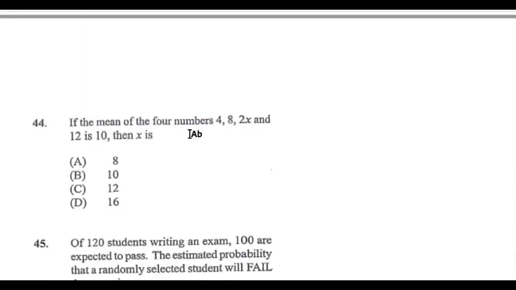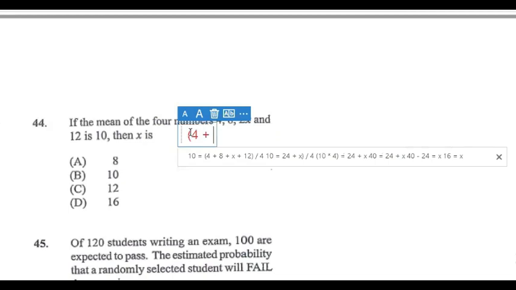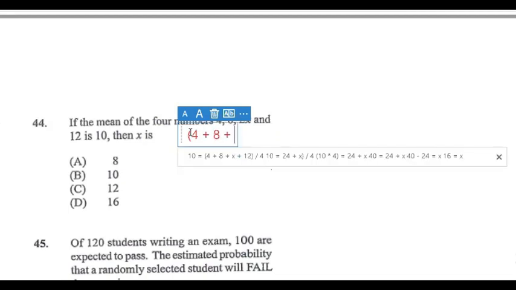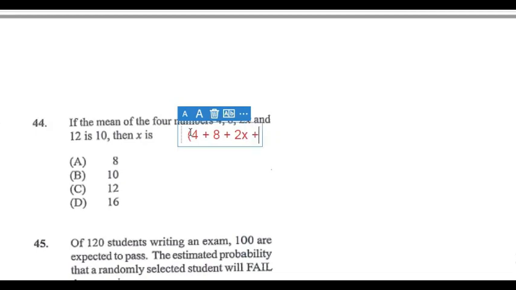So 44, the mean of four numbers 4, 8, 2x and 12 is 10, then x is, so remember guys, mean is the sum of the numbers divided by the number of numbers. So in this case it will be 4 plus 8 plus 2x plus 12, and all of that is divided by 4, which is the number of numbers, and the mean should be 10. So we're solving for x.